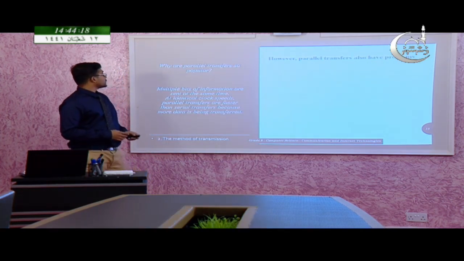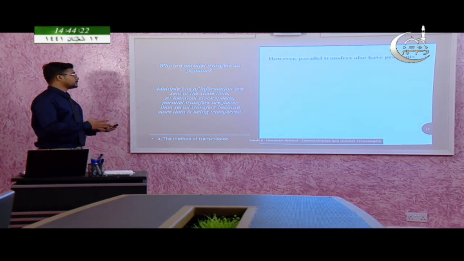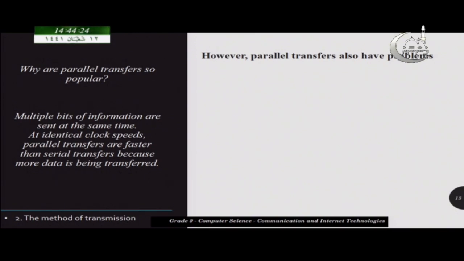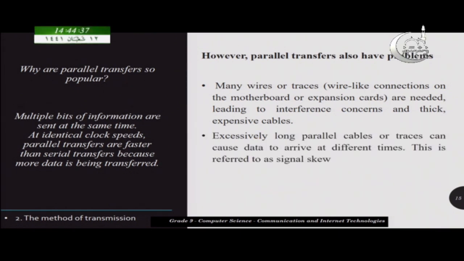See, why is parallel data transmission favorable for a lot of people? It's very simple. It is faster. That's why it is a favorite for a lot of people. But on the other hand, there are certain problems with that. One problem is that it is expensive because we are using multiple cables, and there is a chance of error because we are sending data in multiple cables. If one cable gets slower, the data transmission pattern may differ.